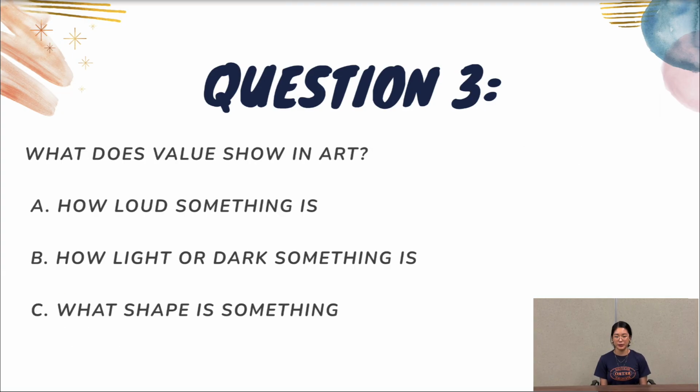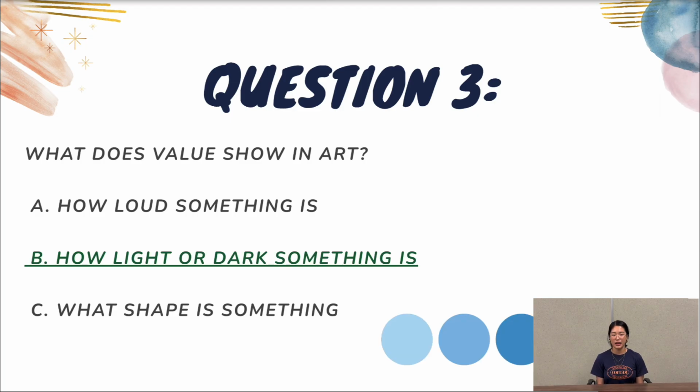Okay, now question 3. What does value show in art? Is it A, how loud something is? B, how light or dark something is? Or C, what shape is something? The answer is B, how light or dark something is.